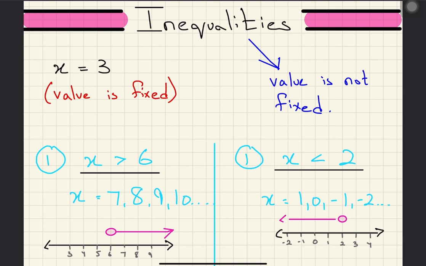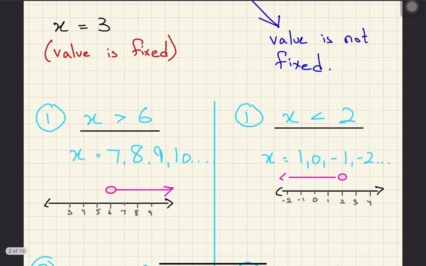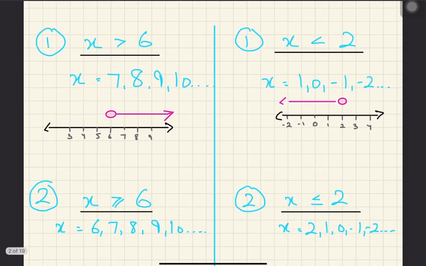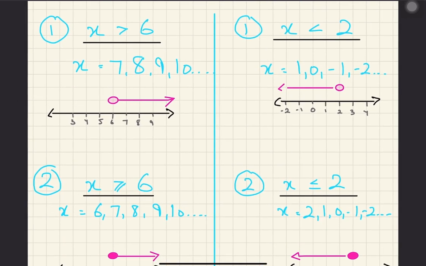But in inequalities, the value is not fixed. The value comes in the form of a range. That means the value can be greater than, equal to, or lesser than or equal to. The value will be in that form, not in the equals form. Okay, that's the main thing about inequalities. So here we have four kinds of inequalities which are given, and I have made a number line so that you are able to understand it properly.